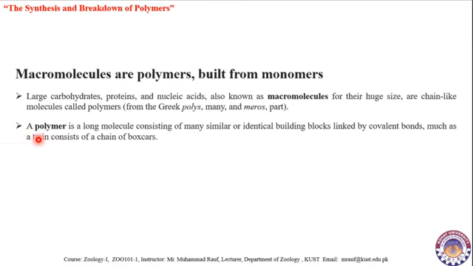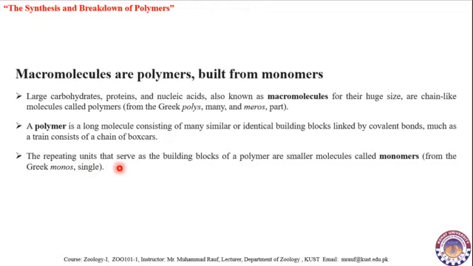So how do we define a polymer? A polymer is a long molecule consisting of many similar or identical building blocks linked by covalent bonds, just as a train consists of a chain of boxcars. You may have seen a train which transports goods, and this train has a lot of box-like structures in which the goods are transported. So the polymer also somewhat looks like a train with attached boxcars, meaning it is made up of identical repeating units.